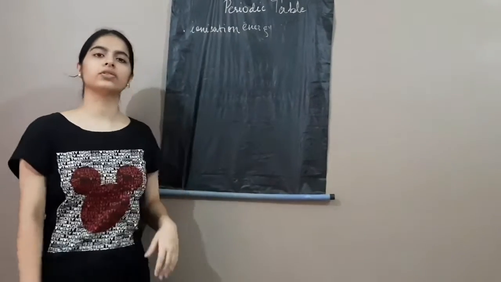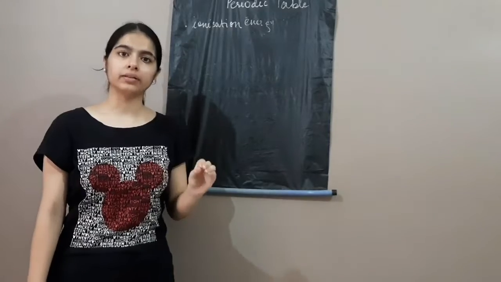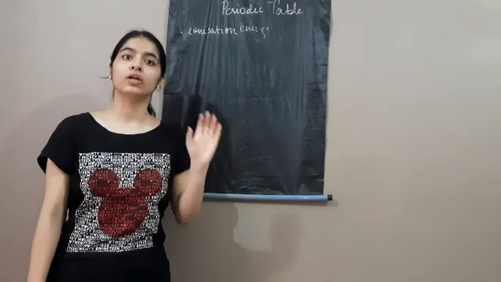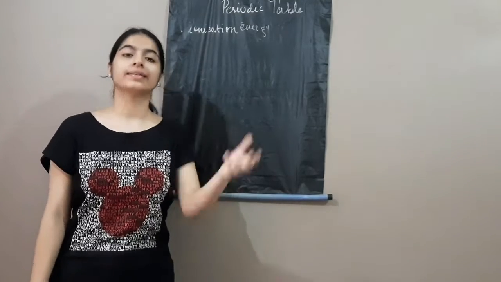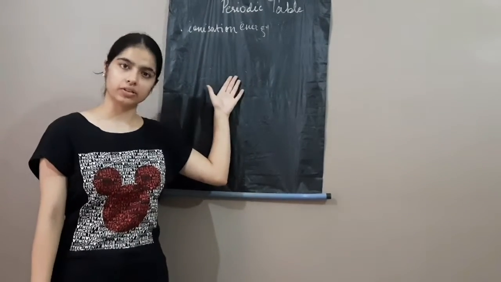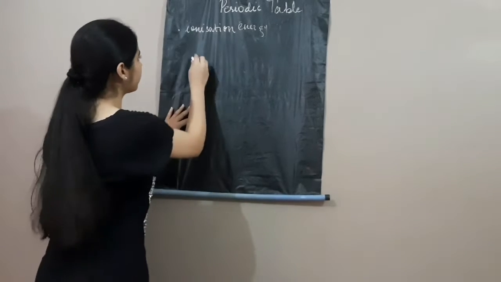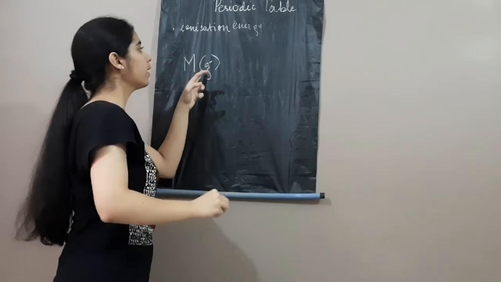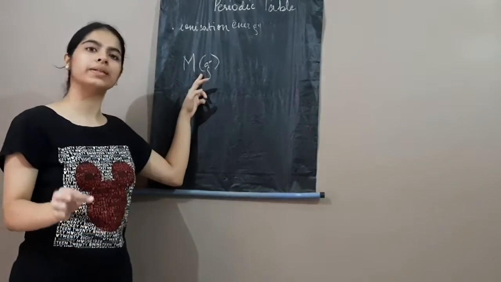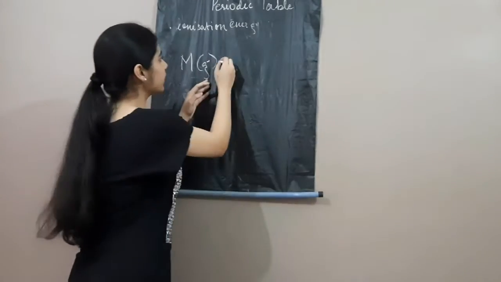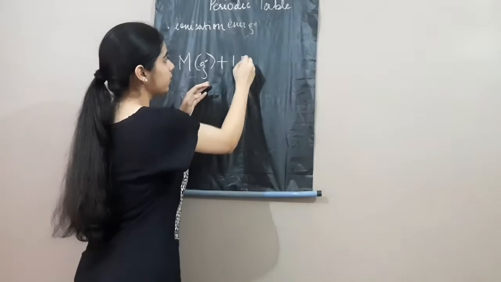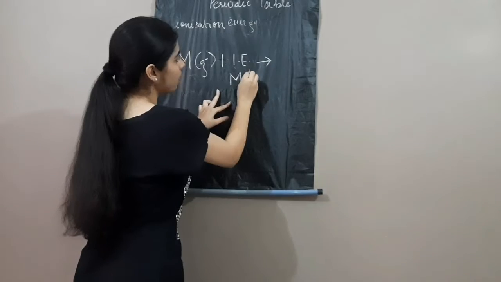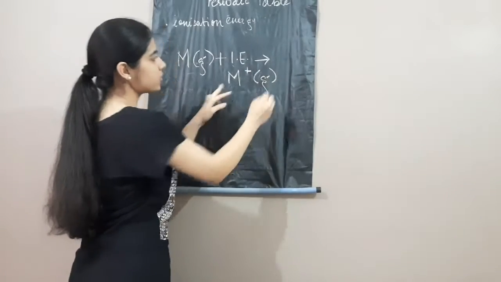Now what is ionization energy? The energy required to remove an electron from a neutral gaseous isolated atom to form a positively charged ion is called ionization energy. Now, if I say this is an element, it is in the gaseous form. It means that the intermolecular force between the atoms is minimum. Now I am saying the energy required, this is ionization energy, in order to form a positively charged gaseous ion.